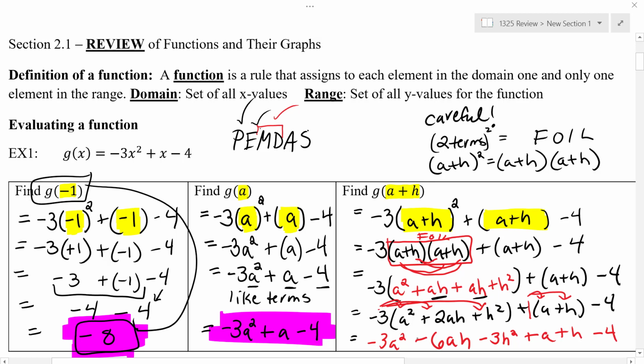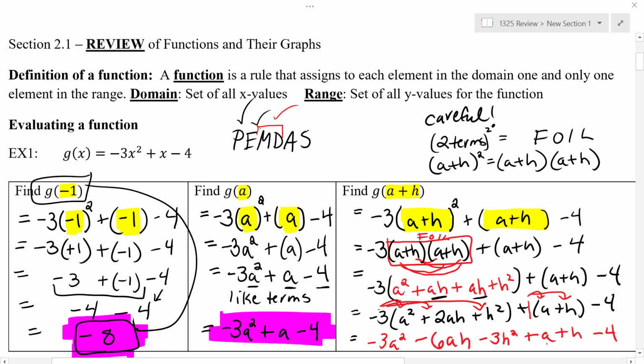Now when we look at all of these terms, there are no like terms left. We have A squared, but there's no other term that has an A squared. We have an AH, there's no other term that contains both an A and an H together. We have an H squared, but there's no other term that has H squared.